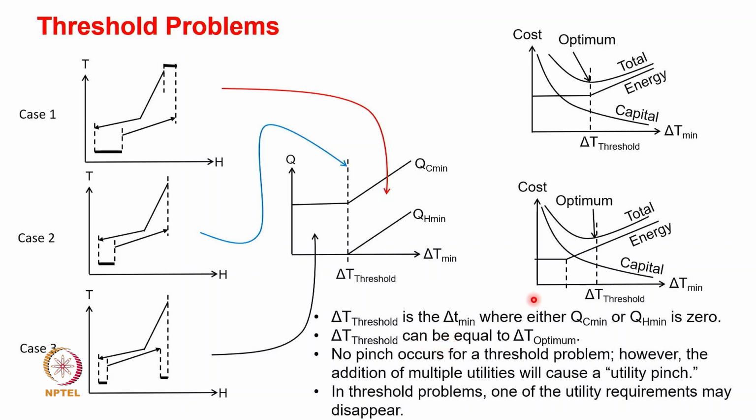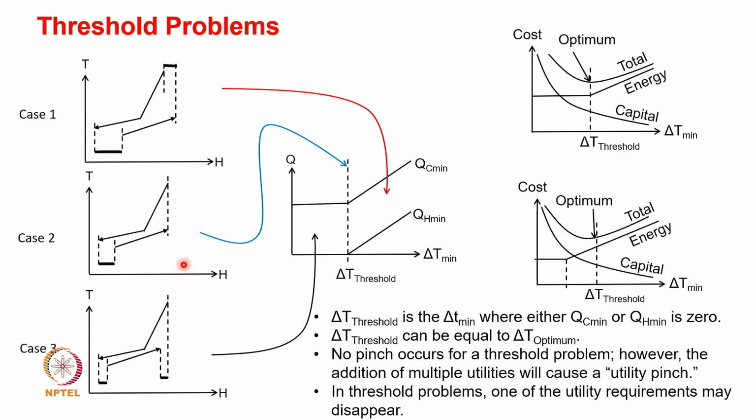So let's see, we will just go there before that. What we can see is that there is no pinch at the threshold problem. A pinch point requires the transfer of heat from either side, either from cold utility to hot utility or hot utility to cold utility. When you are at the threshold condition, the pinch never exists, but if you add more utilities into the system, you can regain the pinch.